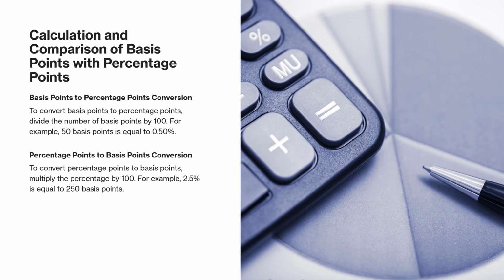Percentage points to basis points conversion. To convert percentage points to basis points, multiply the percentage by 100. For example, 2.5% is equal to 250 basis points.